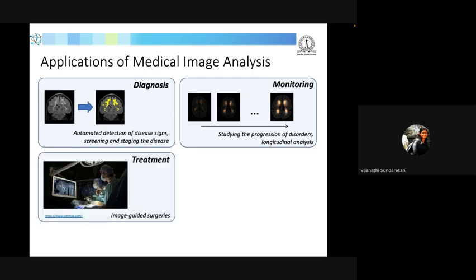A third is treatment. A very good example would be, let's say there is a tumor patient and the doctor wants to do a surgery. Now the doctor wants to know whether doing surgery would be helpful for the patient or not, because in most of the cases, above 90% of the cases, the tumor actually relapses.